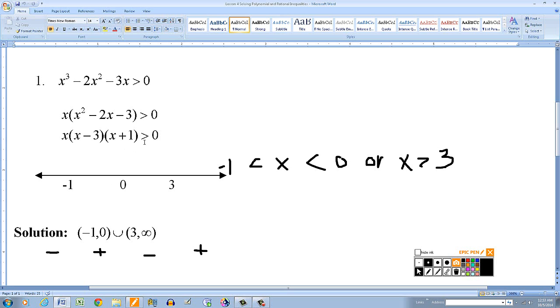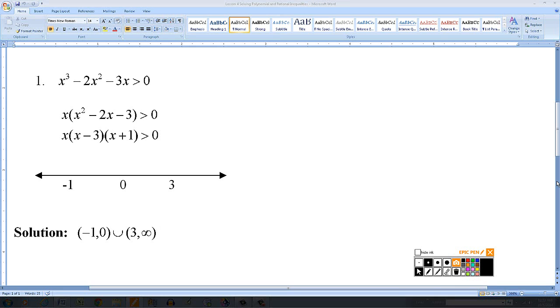So if this had an equals under this inequality, I would have a bracket right here at the -1 and a bracket right here at the 3, instead of the parentheses. The parentheses simply means everything between -1 and 0 here, and then here 3 to infinity. You never put a bracket on the infinity or the negative infinity. Okay, that's the solution for that one.